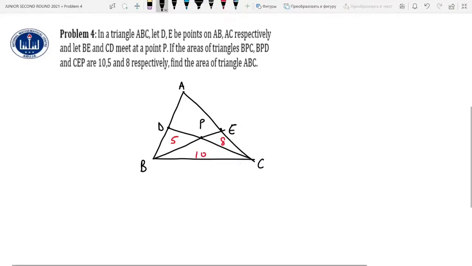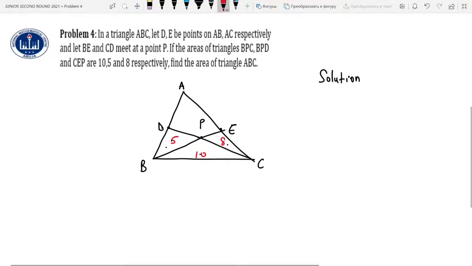So how can we now find the area of the whole triangle? The area of this whole triangle definitely is the area of this 5 plus 10 plus 8 plus the area of quadrilateral ADPE. So in essence, what we have to find is the area of this quadrilateral ADPE. Once we find it, we add it to the areas already given, and we get the area of the whole triangle. So a good technique, or a lemma, we're going to use in this question now. Let me just write the lemma.